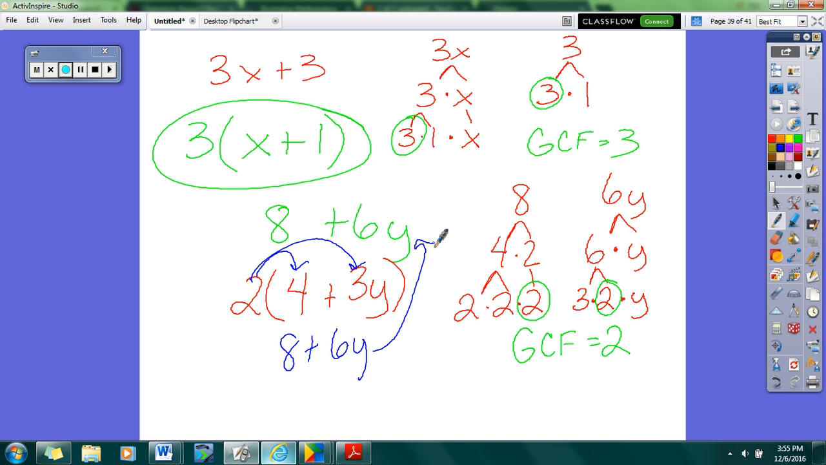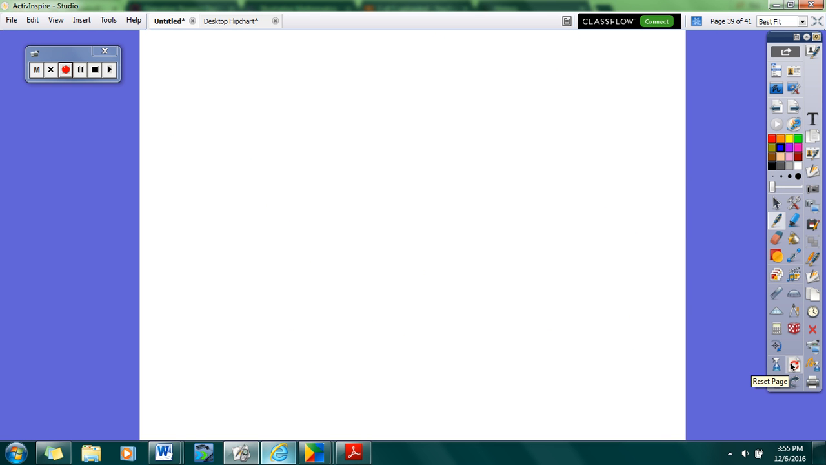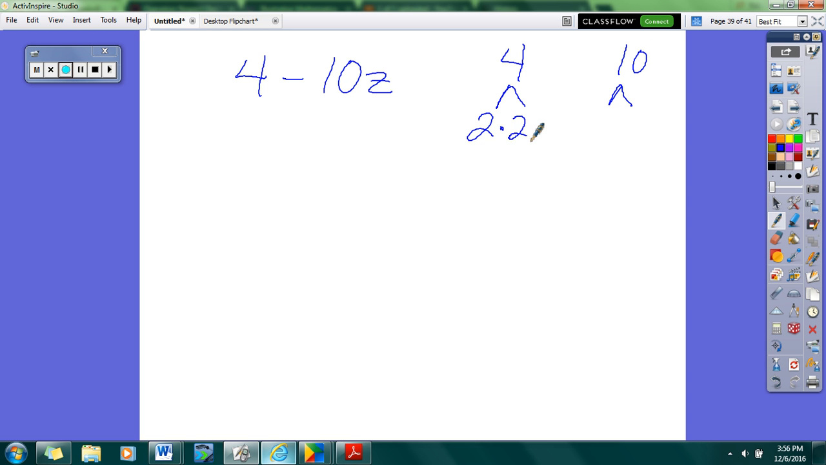Let's take a look at number 15. Number 15 has 4 minus 10z. For right now, I'm just going to pretend that the subtraction sign is not there, and I'm going to look at it as 4 and 10z. Those are what I'm going to make my factor trees on. Well, I know 4 is 2 times 2. And I know 10z is going to be 10 times z, and then 5 times 2 times z. I'm going to look at what they have in common. I see that they have 2 in common, and that is the only number they have in common. So my GCF is going to be 2. That is the number I'm going to bring outside the parentheses.